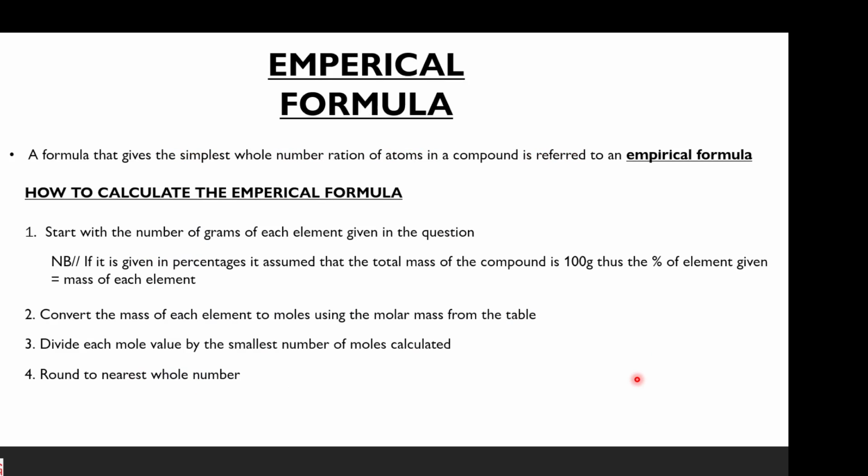Alright, so then we go on to our empirical formulas. We're going to do some questions with this. So what is an empirical formula? An empirical formula is a formula that gives the simplest whole number ratio of atoms in a compound, and that is referred to as the empirical formula.